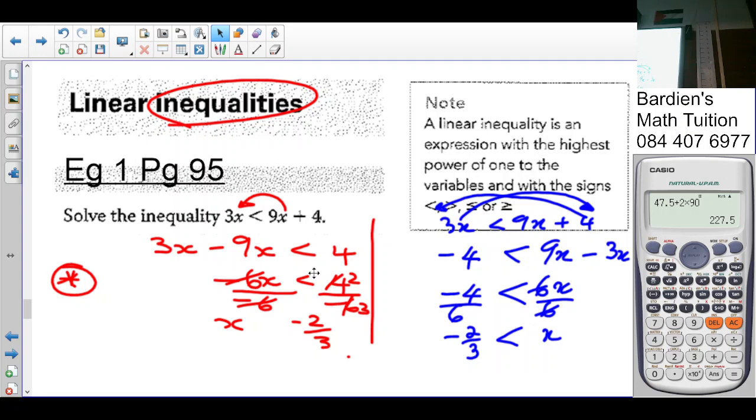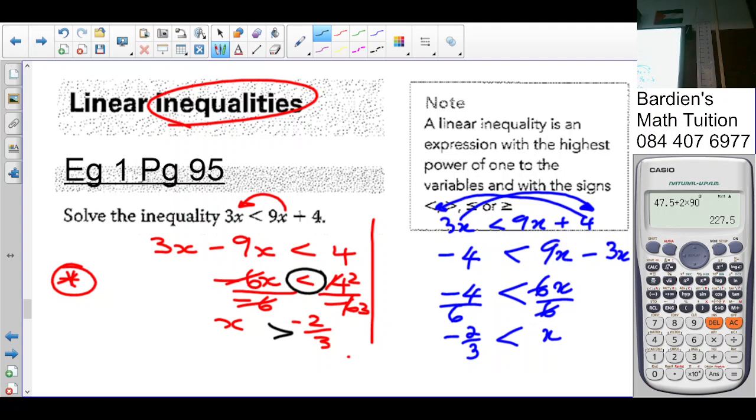When multiplying or dividing by a negative, swap the inequality around. So if you're going to divide by a negative, you see I'm dividing by a negative here. So what must happen to the inequality? It must change. So read the inequality now.